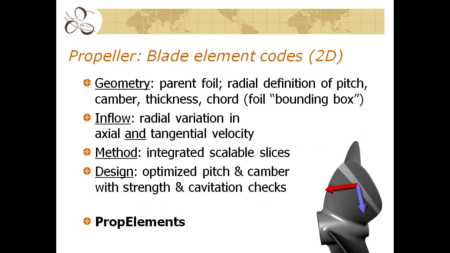As we go up in order, we'll use a blade element code where we'll take our propeller and cut slices through it. And so we'll integrate those slices radially from the root up to tip. And we can put a representative foil on each slice and think of it as kind of the bounding box. So we're integrating a set of foil characteristics radially. And so we can get an optimized pitch and camber. We can do strength checks and cavitation checks. So it gets an order of magnitude much higher than a parametric method, and it can be used for much greater detail and precision. And that's our prop elements code.